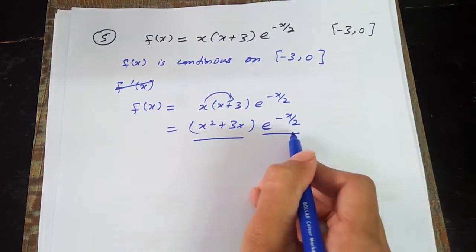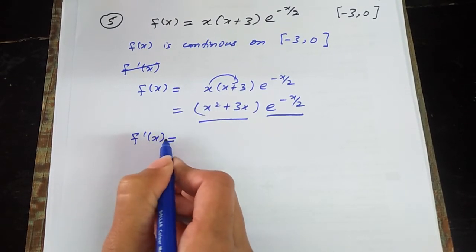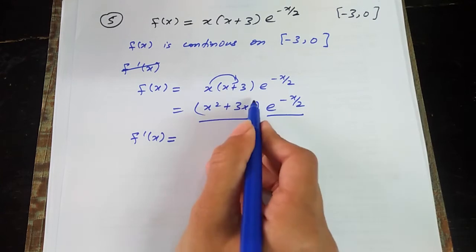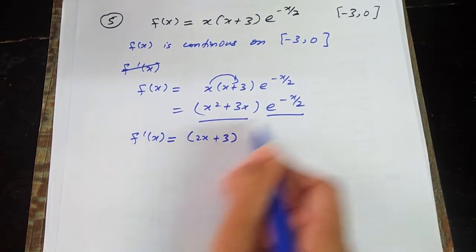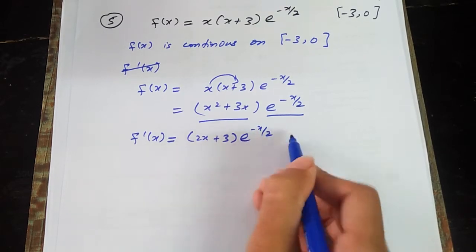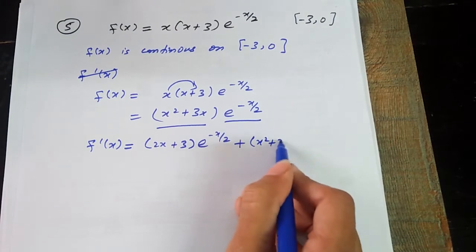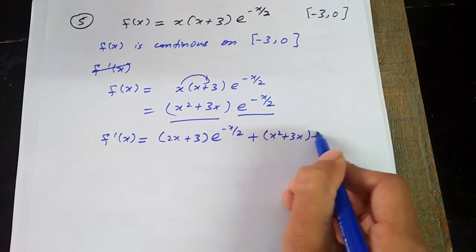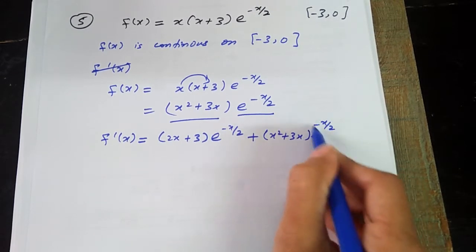Now we have a multiplication of two functions. We can easily find its derivative. First, I will take the derivative of the first function, 2x plus 3, with the second function as it is. Then plus the first function as it is, and the derivative of the second function, e raised to power minus x by 2 as it is, and the derivative of minus x by 2.